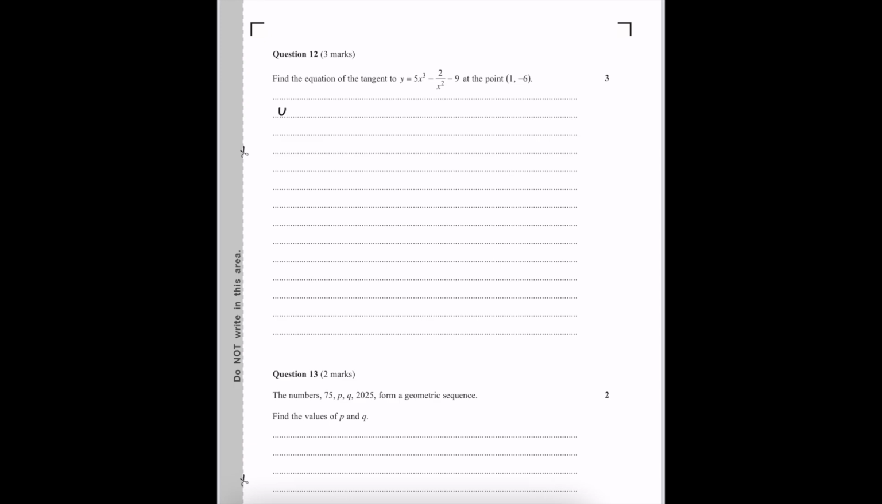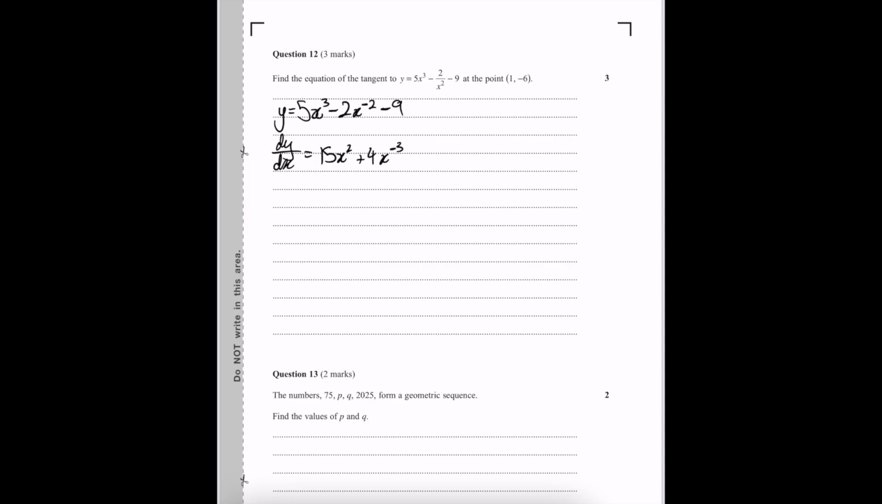So let's just rewrite the equation so that we can actually derive it. So it's equal to 5x cubed minus 2x to the power of minus 2. That's because when a power is on a denominator, to bring it up to the numerator, we turn the power negative. So this goes to x to the minus 2, and we have minus 9. And now we can derive it. So dy on dx is equal to 15x squared plus 4x minus 3.